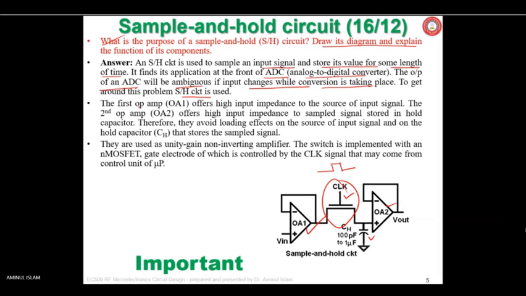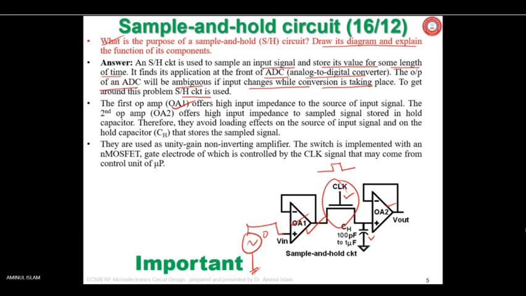So the first op amp, this one, offers high input impedance to the source. The source may be here, a signal source, any signal source, maybe a mic or any transducer. Okay, so it is going to offer a high input resistance. We know that it is required, otherwise a lot of the precious value of this signal will be lost. Okay, and we have understood this at the beginning of this course.